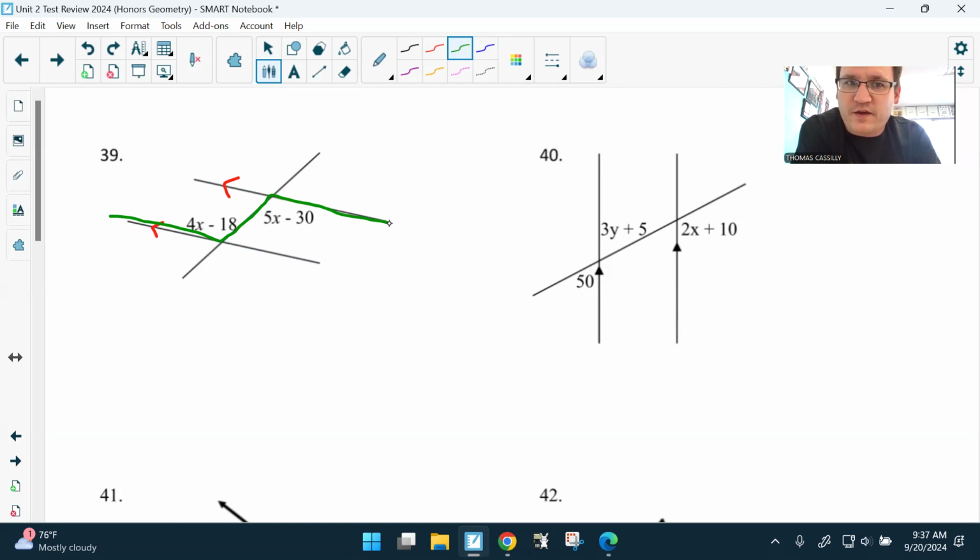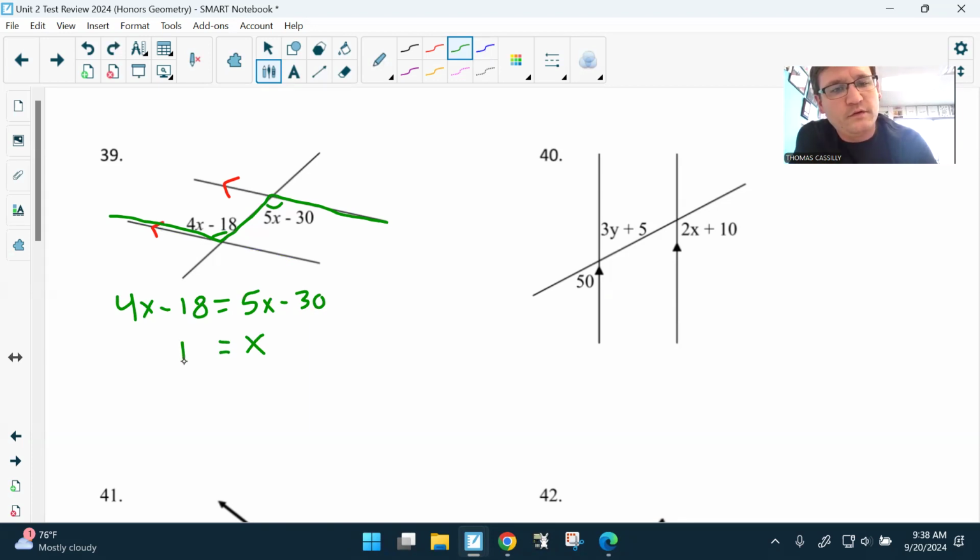those two angles, the 5x minus 30 and the 4x minus 18, those are alternate interior angles. All right, they're kind of tucked up in the corners of that green spot that I drew. We know that alternate interior angles are congruent. So we can take the 4x minus 18 and set that equal to the 5x minus 30. All right. And now we're just going to solve it. So subtract 4x over, add 30 over, and we're going to have x equals 12.